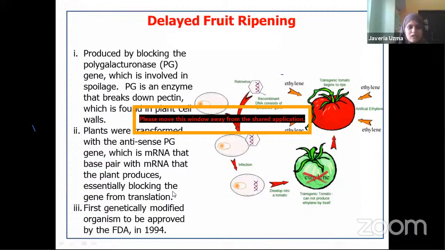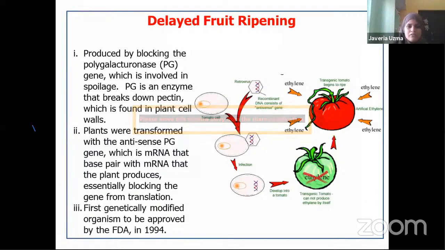So these plants were transformed with antisense polygalacturonase gene, which is an mRNA that base pairs with the mRNA that the plant produces, essentially blocking the gene from translation. So translation will not happen of the ethylene responsive gene. So ethylene will not be produced. This is the first genetically modified organism to be approved by the FDA in 1994.